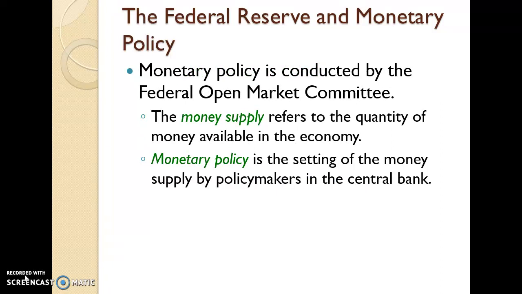There's a group called the Federal Open Market Committee within the Federal Reserve, and it is their job to regulate the money supply. The way that they regulate the money supply is known as monetary policy. The Federal Reserve has policymakers who evaluate the economy and try to decide whether or not the money supply should be increased or decreased. The way that they do that is called monetary policy.